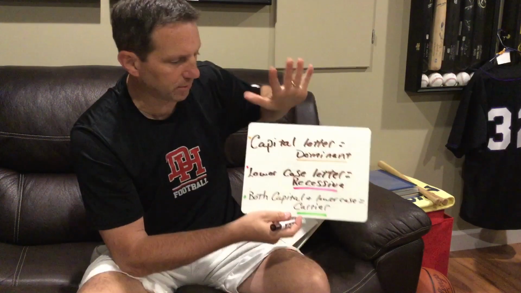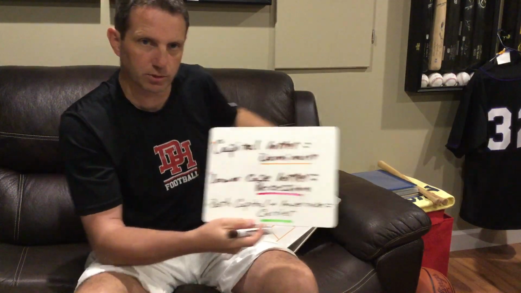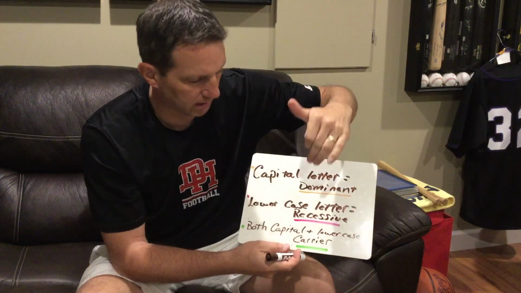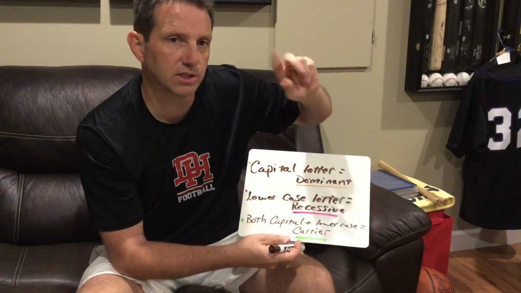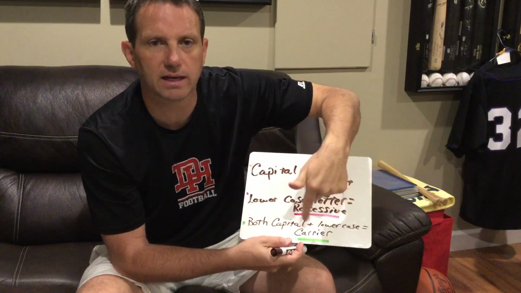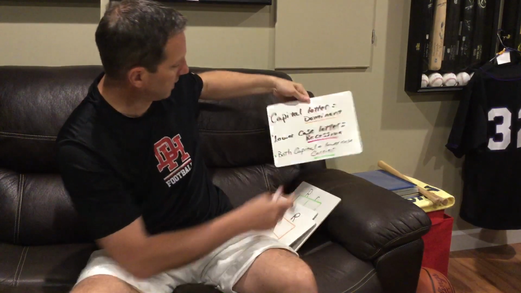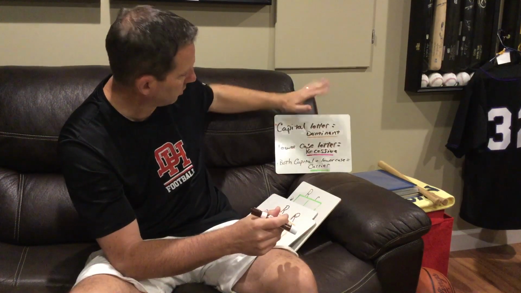So if you ever see a capital letter, in this case, and we're going to do some Punnett squares, capital letter means dominant. A lowercase letter is recessive. And if you see one of each, we're talking about a carrier. So put that up there. You can always go back to reference that.